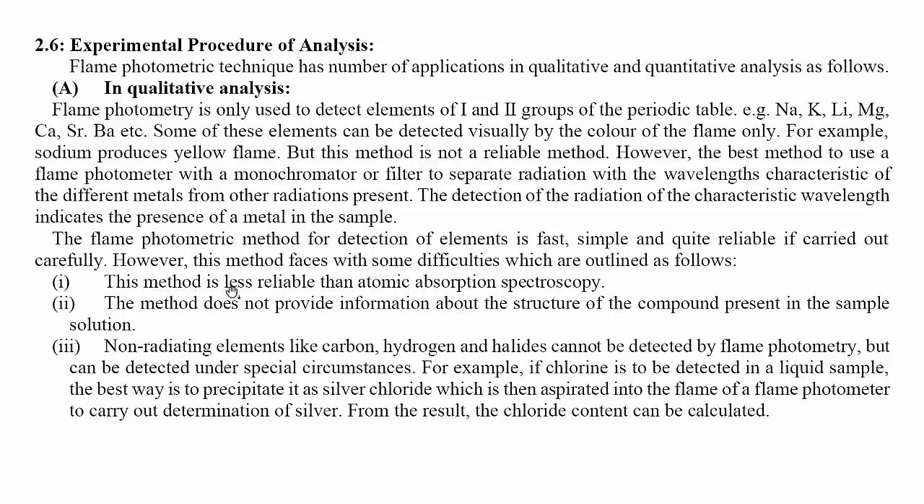1. This method is less reliable than atomic absorption spectroscopy. 2. The method does not provide information about the structure of the compound present in the sample solution. 3. Non-radiating elements like carbon, hydrogen, and halides cannot be detected by flame photometry, but can be detected under special circumstances. For example, if chlorine is to be detected in a liquid sample, the best way is to precipitate it as silver chloride, which is then aspirated into the flame of a flame photometer to carry out determination of silver. From the result, the chloride content can be calculated.